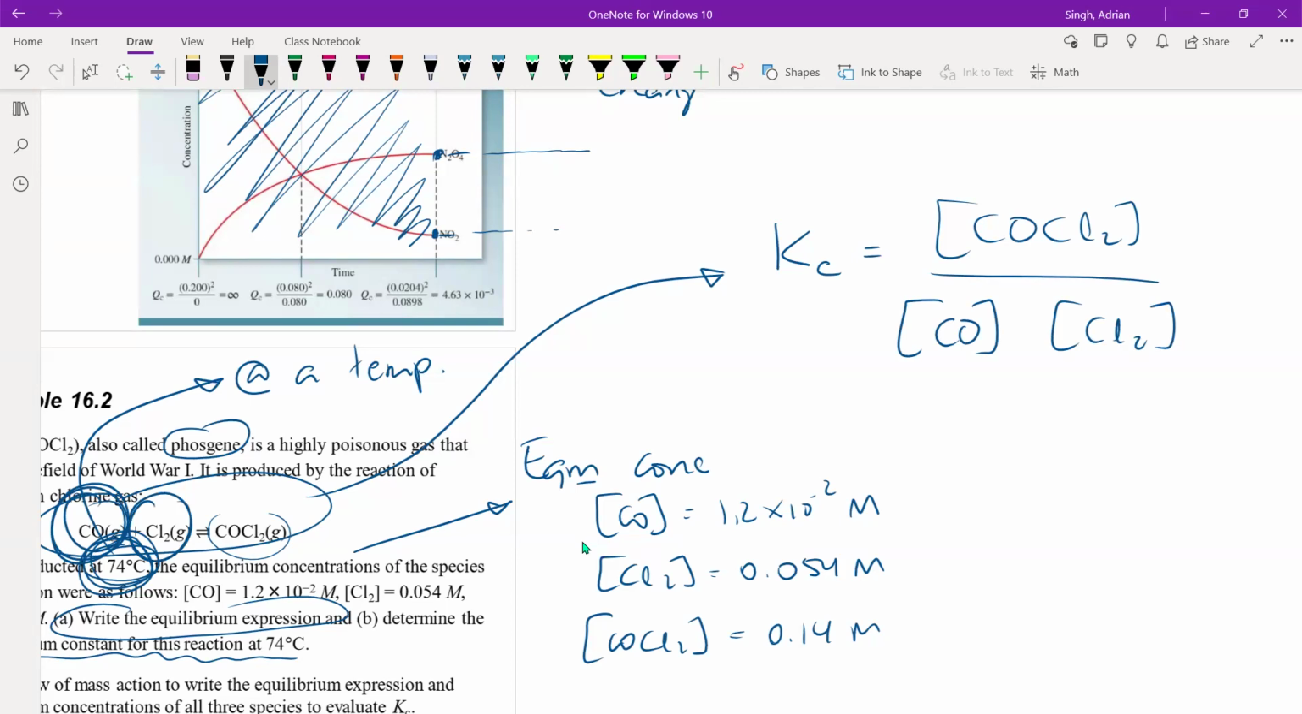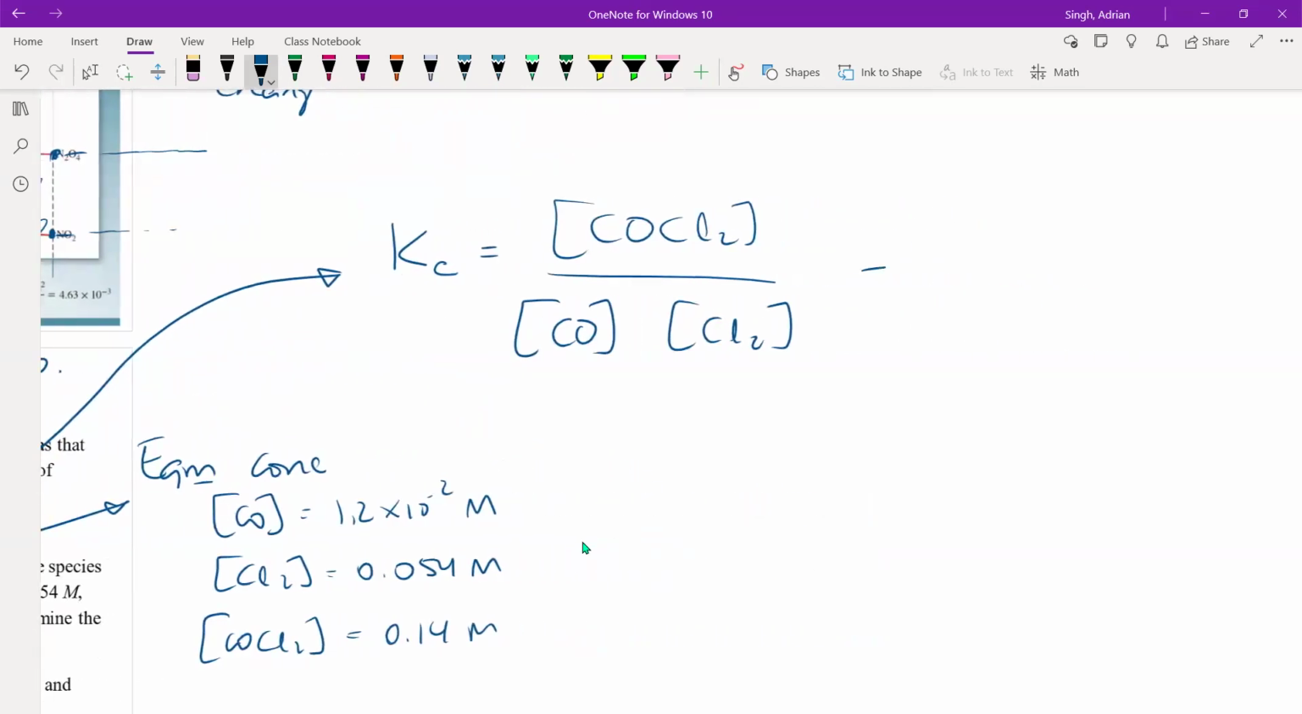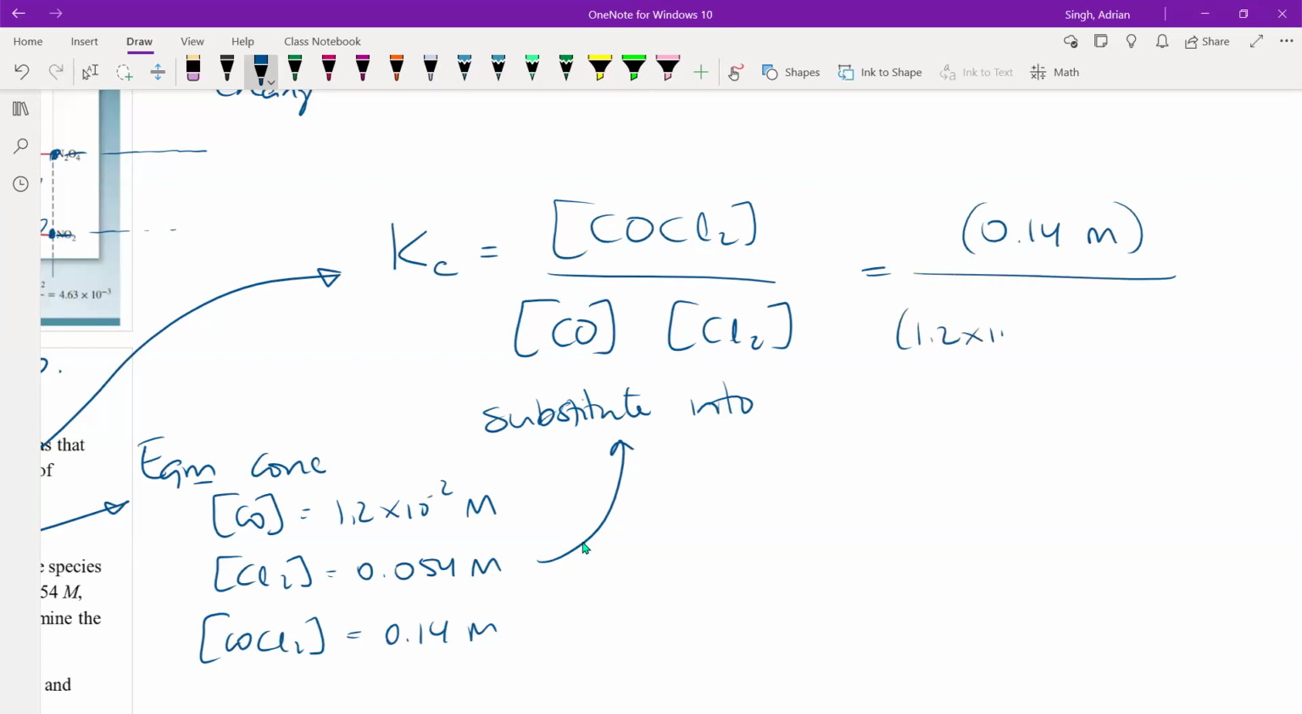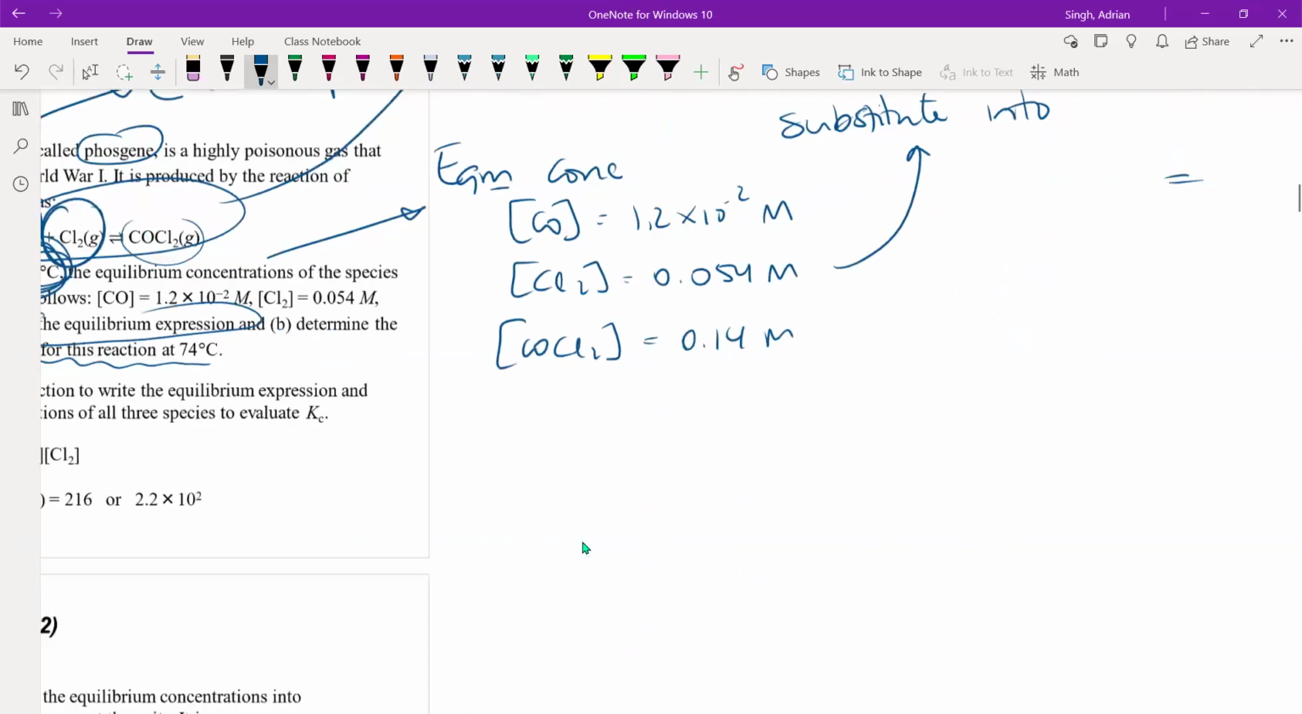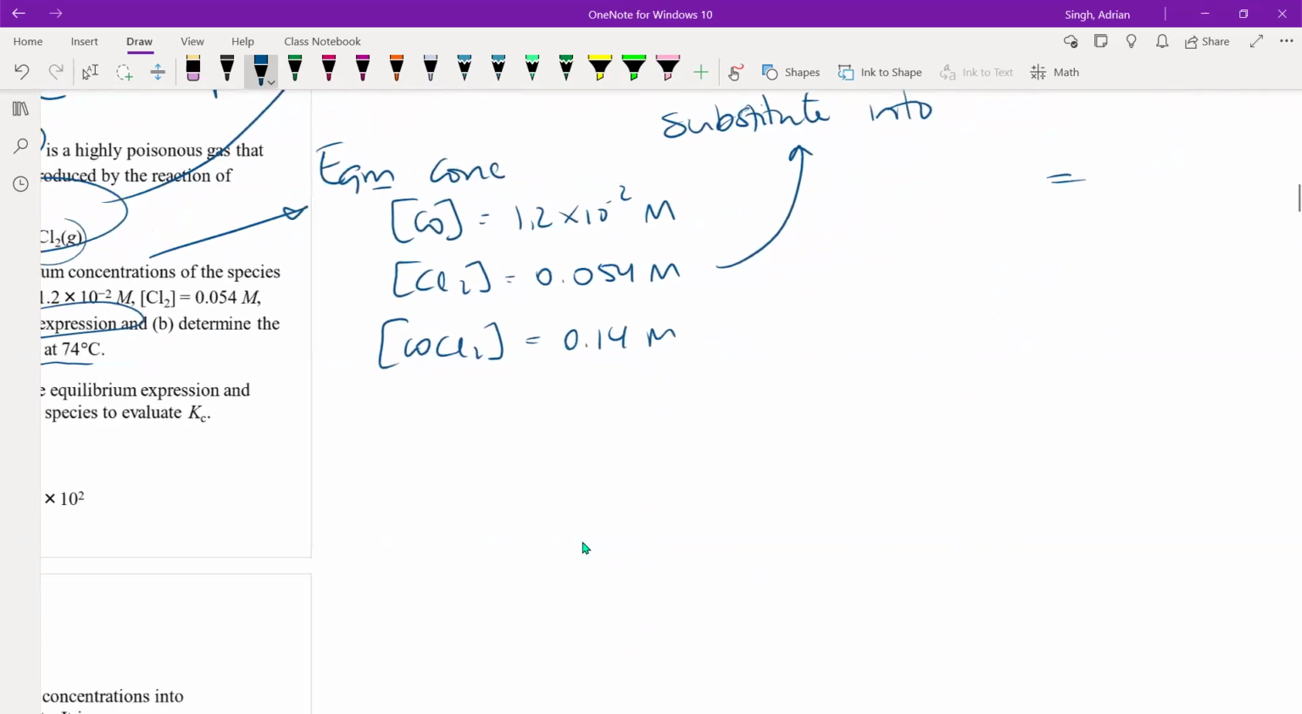So everything is in a 1-to-1 mole ratio. We can just substitute our values now into this law of mass action expression. At this point, all you're doing is calculator work. So COCl2 is 0.14 molar. We have our CO, which is 1.2 times 10 to the negative 2 molar. And we have our Cl2, which is 0.054 molar. We substitute those into our calculator, and we end up with 2.2 times 10 to the 2 as our value.